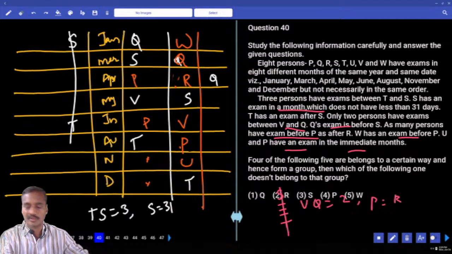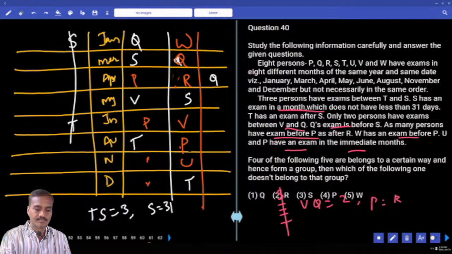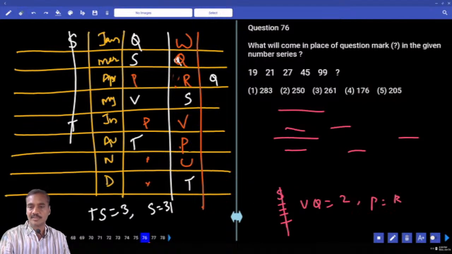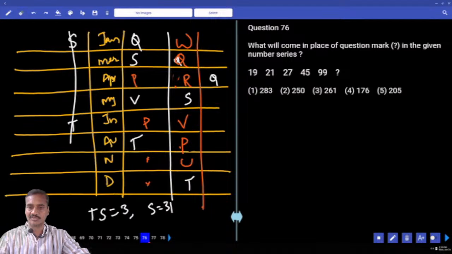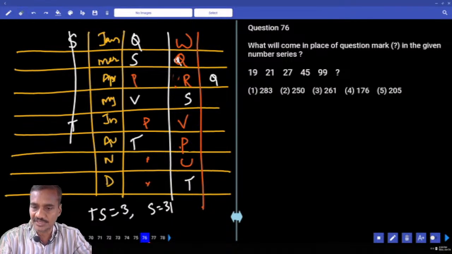Number series, question numbers 76 to 80. Now in this question number 76 to 80: 19, 21, 27, 45. Now tell me whether it comes under difference, product, or a combination. Here, what is the difference?